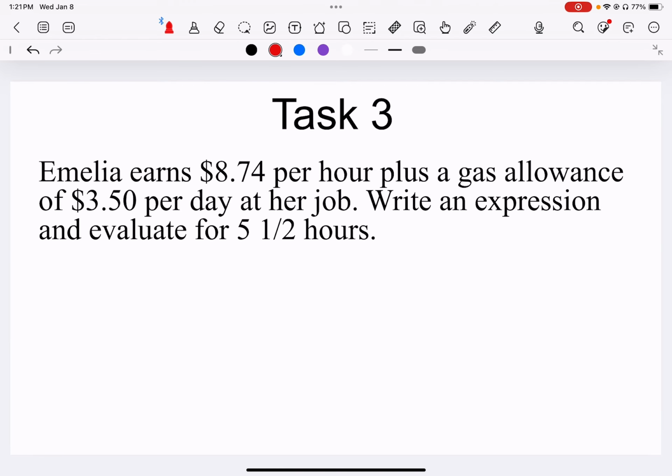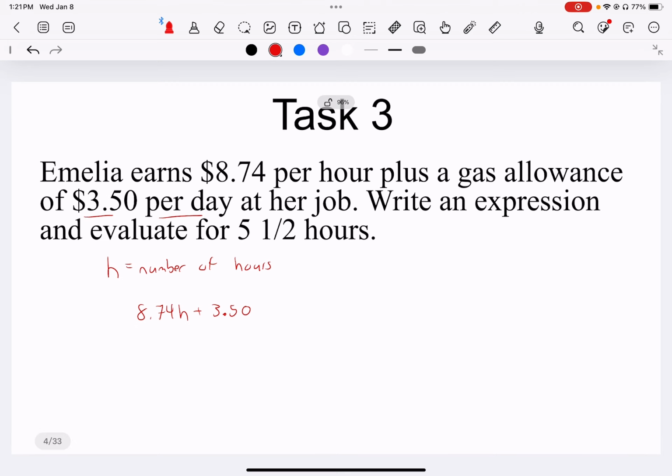Amelia earns $8.74 per hour plus a gas allowance of $3.50 per day at her job. Write an expression and evaluate for 5.5 hours. Writing the expression, I'm going to use a variable first. H is my number of hours. So she earns $8.74 per hour, so 8.74H, plus the gas allowance of $3.50 per day. And we're just going to not have a variable with that because it's just talking about in one day.